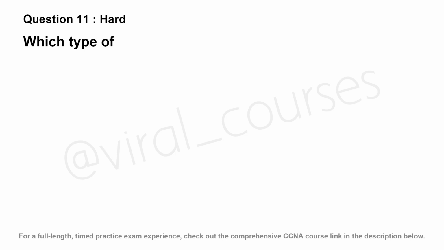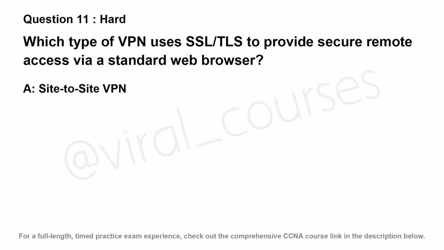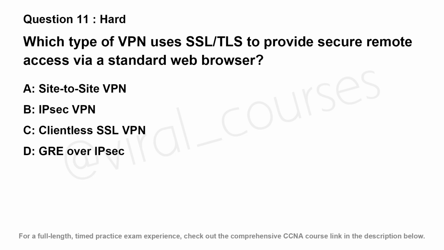Which type of VPN uses SSL/TLS to provide secure remote access via a standard web browser? Option A, site-to-site VPN. Option B, IPsec VPN. Option C, clientless SSL VPN. Option D, GRE over IPsec.